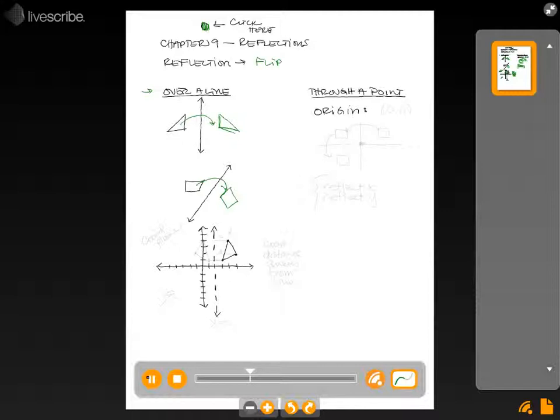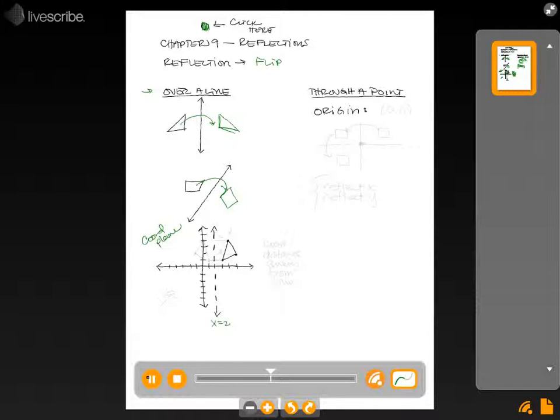The last one here is on a coordinate plane. And this one causes people some trouble. Now there are rules, and you'll learn those in class, for reflecting over the x-axis, the y-axis, through the origin, and then there's two other lines that we're going to learn, y equals x and y equals negative x. We're going to look at those in class, but here we're going to talk about just reflecting over any line. So I've got a line here, and my line is x equals 2.